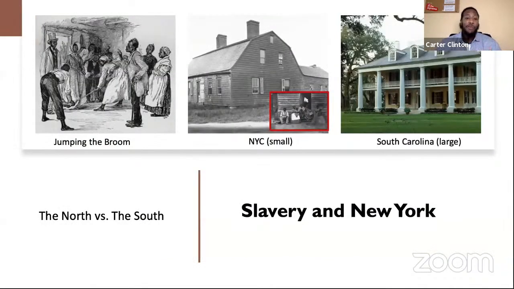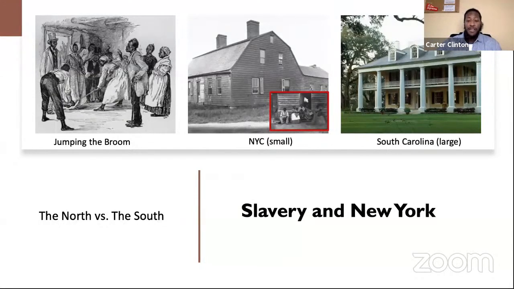Now, we don't know much about the existence of slavery, the lives of slaves or enslaved Africans in the North, let alone New York City. We think of it as a very progressive town, a very progressive city, right? We know a lot about what was going on as far as slavery was concerned in the South. So I'm going to talk about some of those differences.